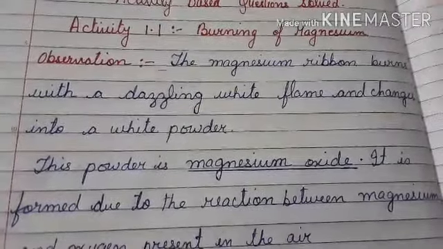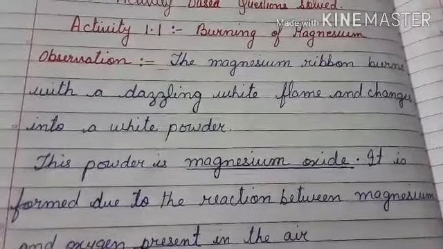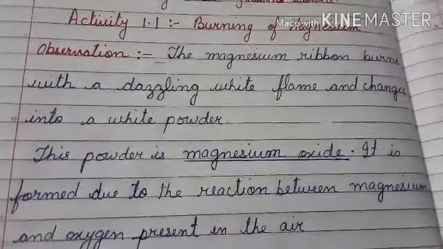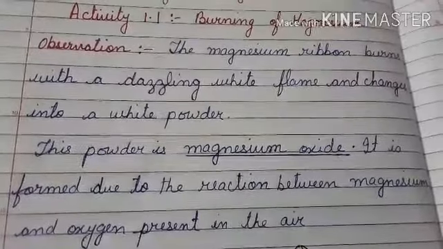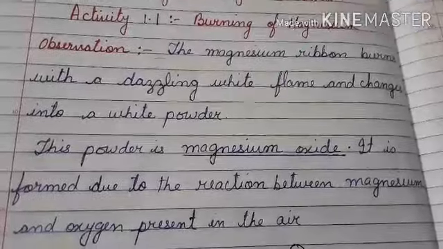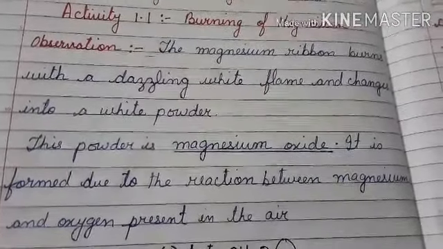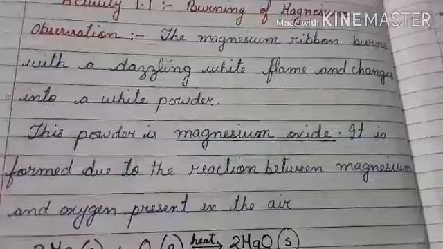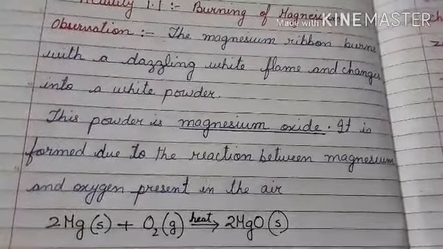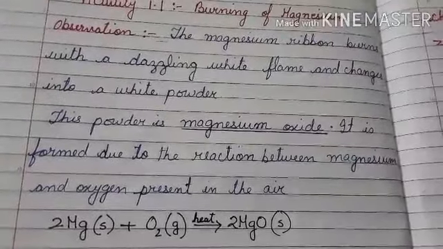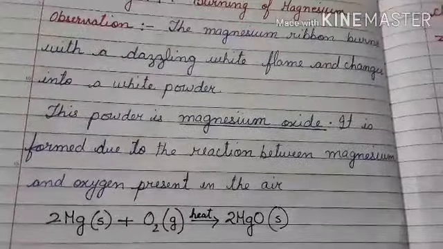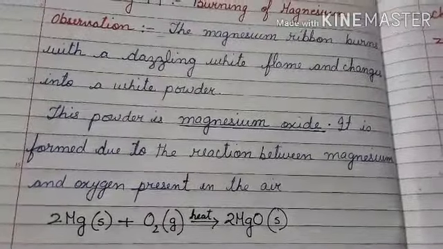Activity 1.1: Burning of magnesium. Observation: the magnesium ribbon burns with a dazzling white flame and changes into a white powder. This powder is magnesium oxide. It is formed due to the reaction between magnesium and oxygen present in the air. Reaction: 2Mg plus O2, on heating, gives 2MgO.